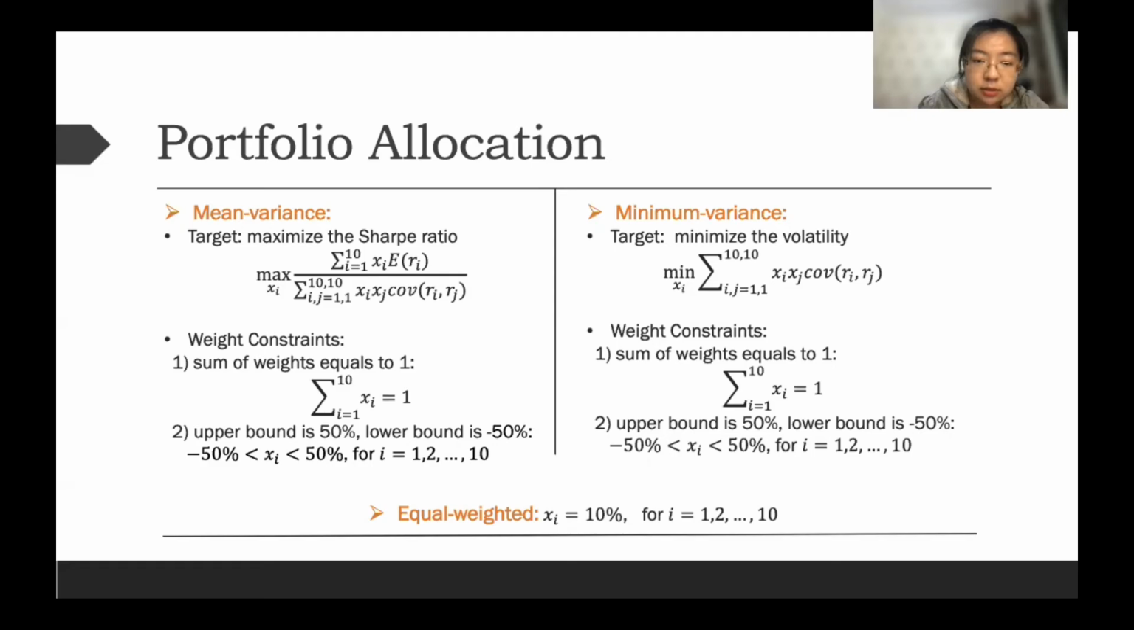Then we use the minimum variance optimization to allocate the stocks we have picked. The target is to minimize the volatility of the portfolio, and the constraints are the same as the mean variance method. Last, we set the weight for each stock as 10% for the equal-weighted portfolio.